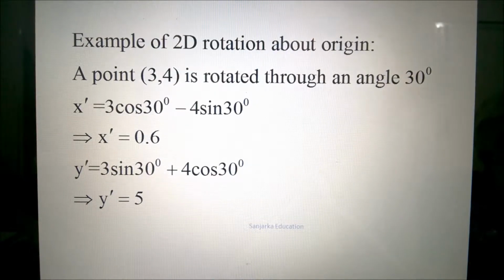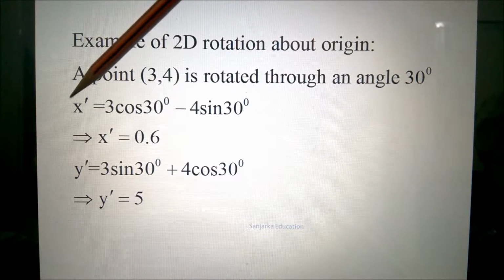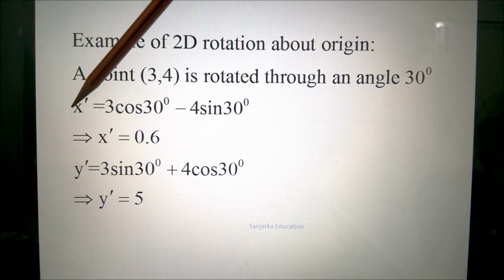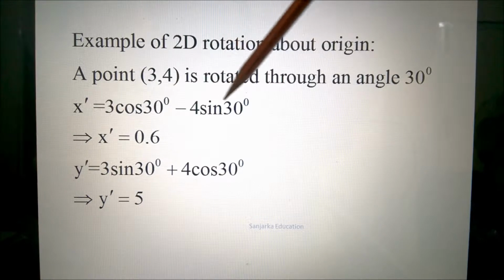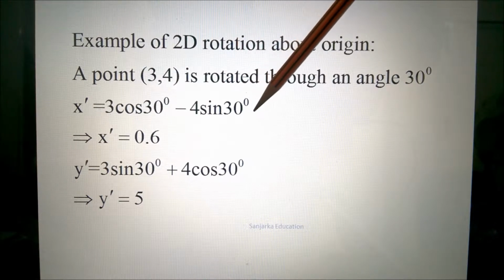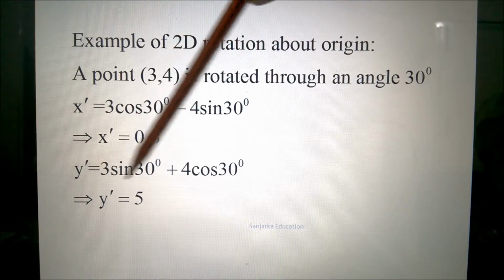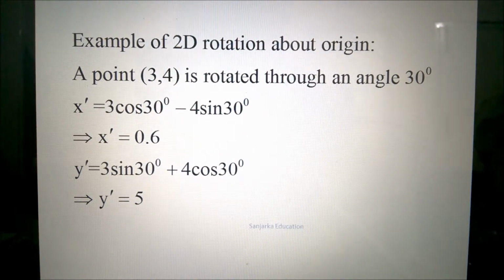A point 3, 4 is rotated through an angle of 30 degrees, and therefore with equation number 3 I can find the new coordinate after rotation, the new x dash. I can find it with the formula shown in equation number 3, and it is found to be 0.6. Applying equation number 4, I can find the y dash, the y coordinate of the new location of the point, and that is found to be 5.